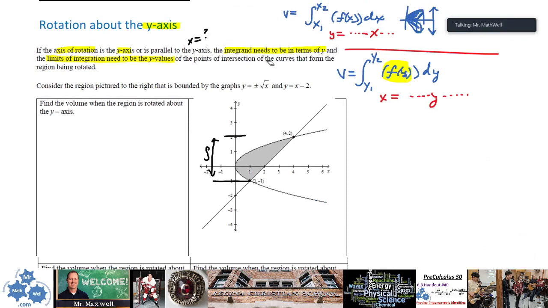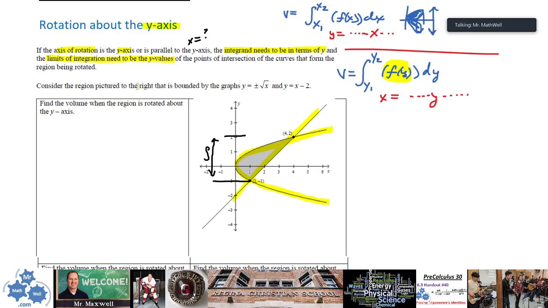What else do we need to know? Find the points of intersection of the curves that form the region. We're going to use the y values of these points of intersection now. So consider the region pictured to the right that's bounded by the graphs. Most functions are given as y equals, so we're going to have to change that around. We've got y equals plus or minus the square root of x, so here's positive root x and here's negative root x, and y equals x plus 2. Find the volume when the region is rotated about the y-axis.